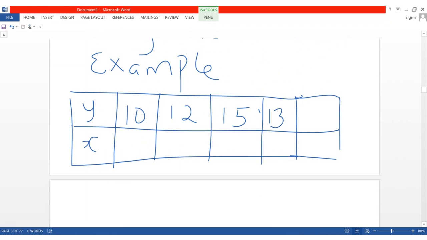Let's say you have 11. This side you have 9, you have 8, you have 10, you have 13. Let's say you have 15, 14. So you want to get basically the regression line for those variables. Bear with me, I'll be able to demonstrate what I mean by prediction.